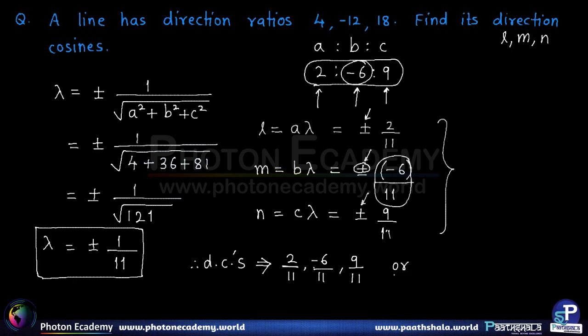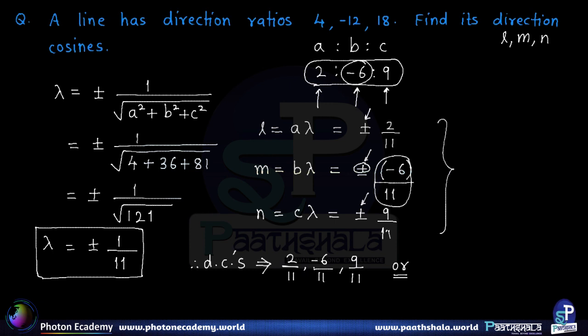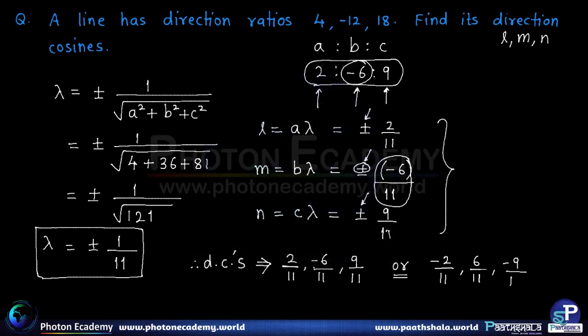Or there is another set also if we consider all of these values to be negative of them. So we merely flip the signs. So therefore the second set is minus 2 by 11, plus 6 by 11, and lastly minus 9 upon 11. So these are the direction cosines of the required line. Let's go on to the next sum.